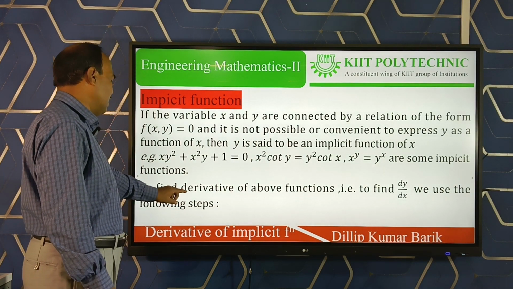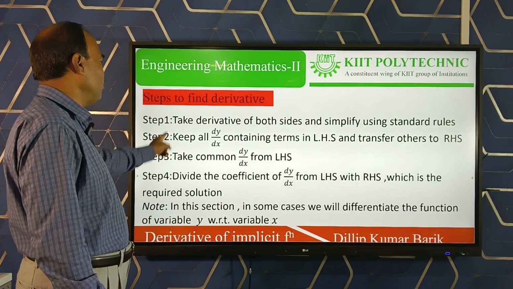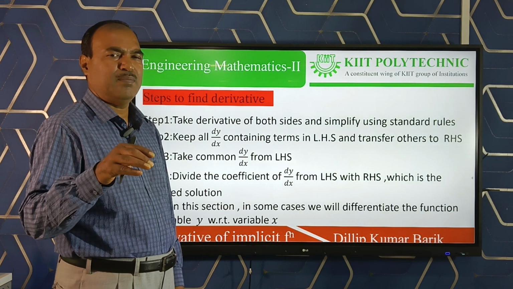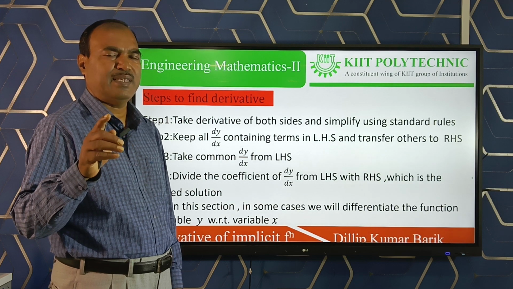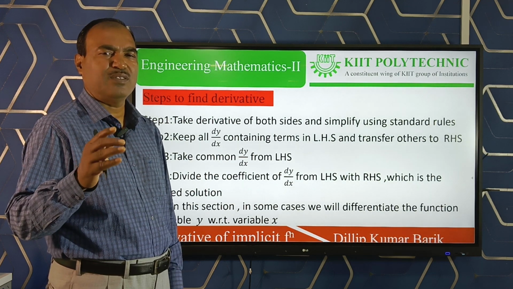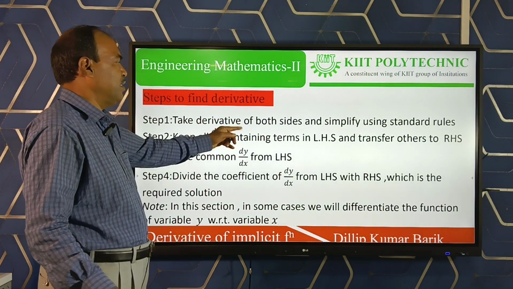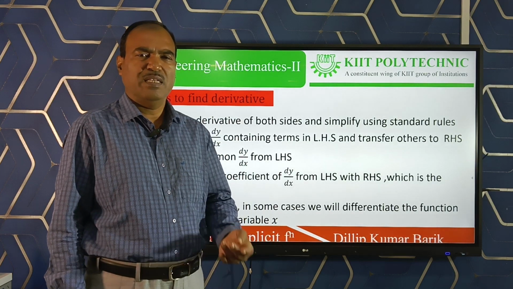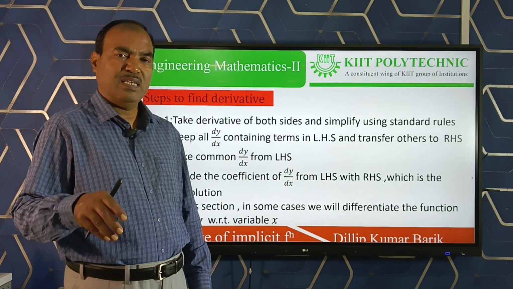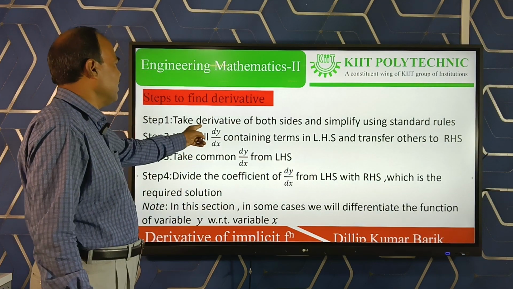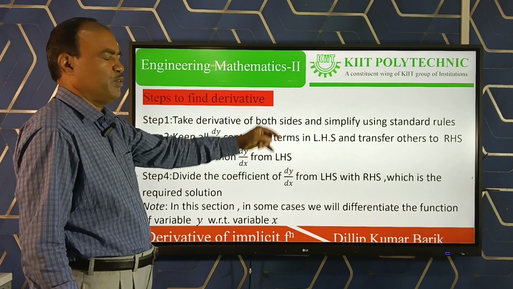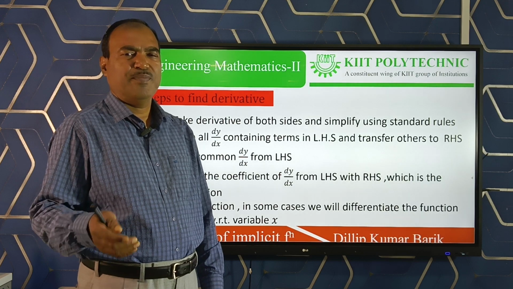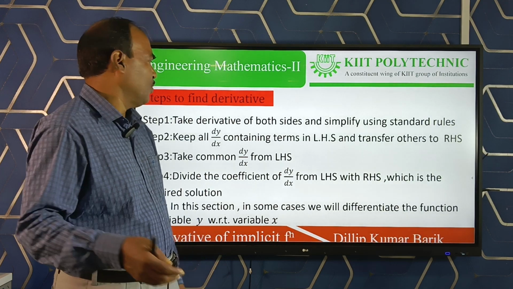These are the following steps I marked right here. Step 1: in a given function, which is particularly an implicit function, meaning both independent variable and dependent variable, y and x, are in a combined form and cannot be separated so easily, these are the steps to find the derivative. Already you know from the previous classes the chain rule and logarithm. When logarithm is used, take the derivative of both sides and simplify using the standard rules. Standard rules means maybe addition, subtraction, multiplication, division, wherever required, maybe the chain rule, inverse function, and so on.